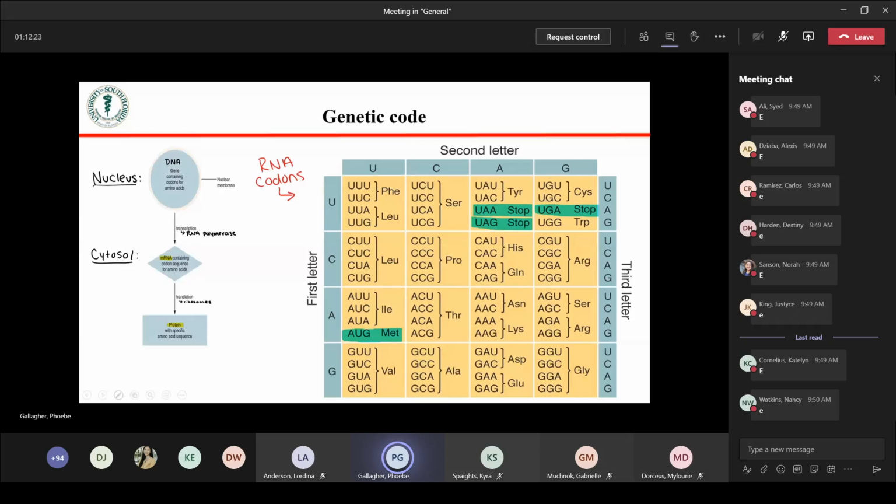Okay, so we know that the nucleus has the DNA, and the DNA is transcribed.